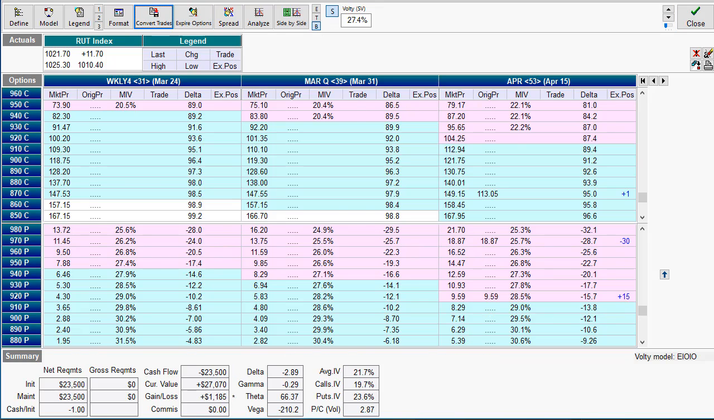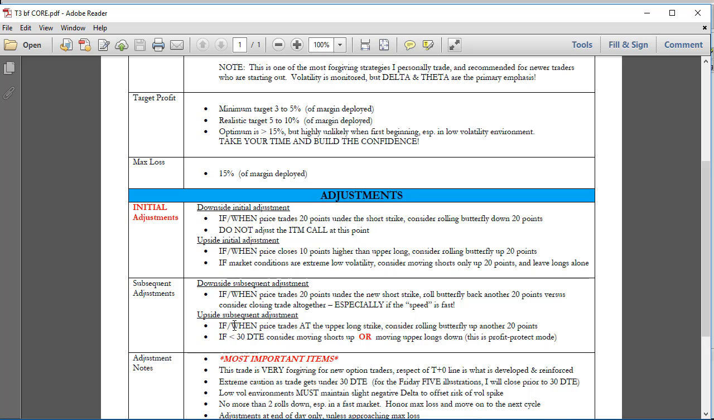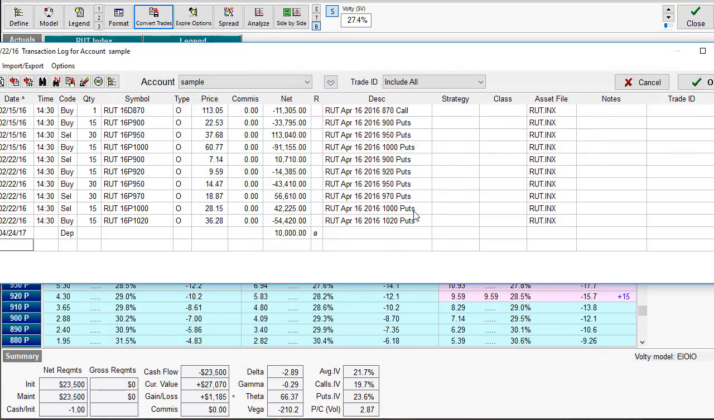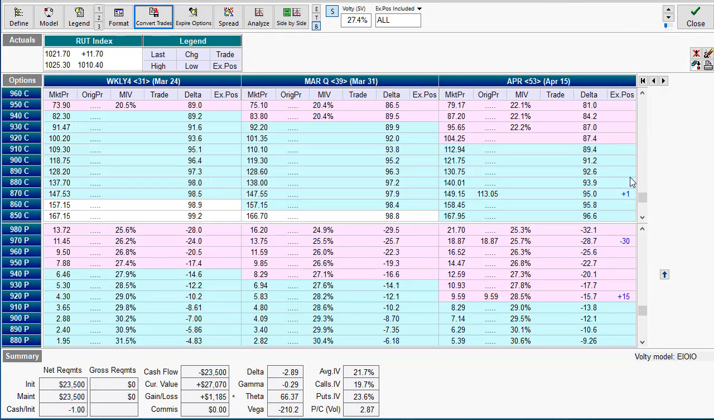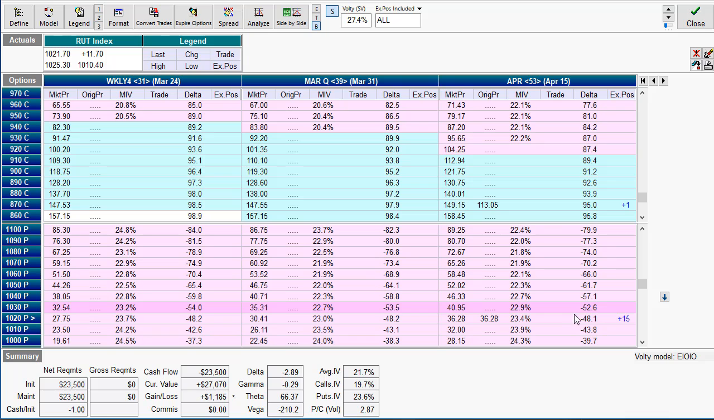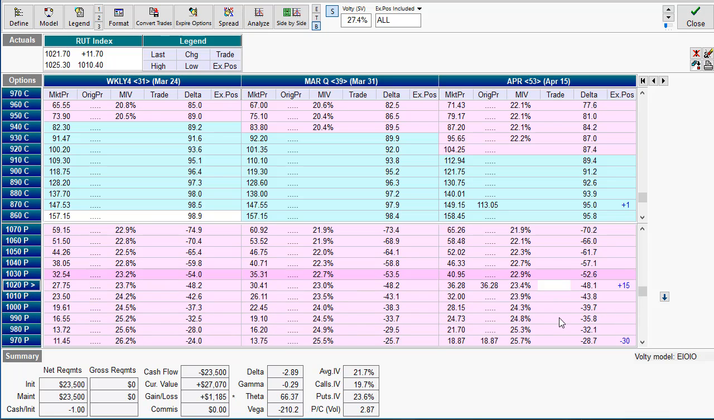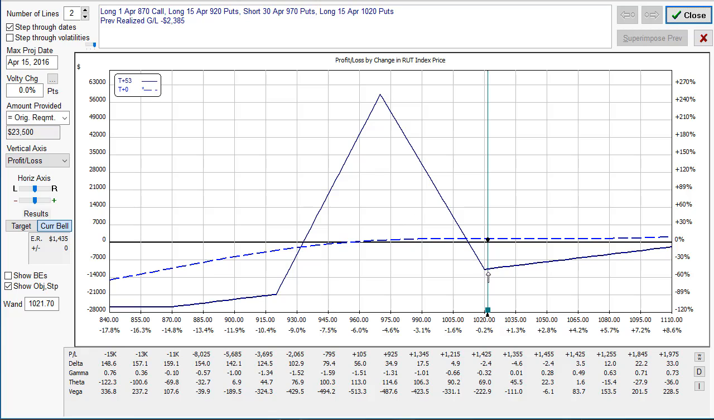So we convert it. Now, the new subsequent adjustment is, when price trades at the upper long strike, consider rolling it up another 20 points, or under 30 days to expiration, move the shorts up. So keep that in your mind. One thing in Option View, we'll need to go in and reconcile these all to the same cycle so it allocates them appropriately. And we'll say now our new area is we are monitoring 1020. Okay, we know we're right there right now because we just had that move up and we just rolled the butterfly up 20 points, and that is good. That is okay.